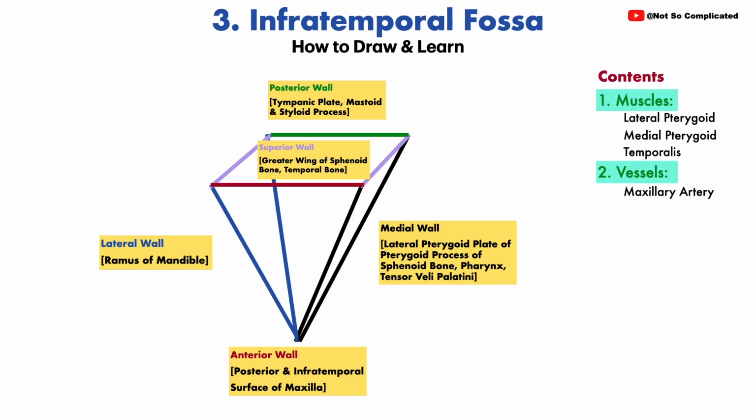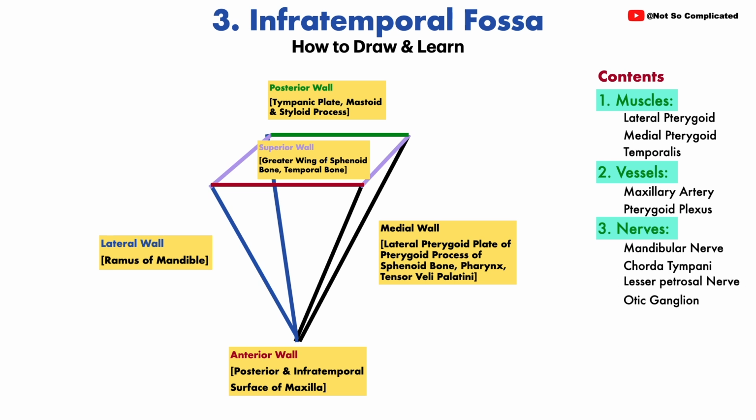You can remember it, it is very logical, isn't it? Because this is the infratemporal fossa, all in the head. So that is the maxillary artery, pterygoid plexus, and the nerves. Talking about nerves, these are the mandibular nerve, chorda tympani, lesser petrosal nerve, and then the otic ganglion. So that is how our infratemporal fossa completes. It seems very easy like this.